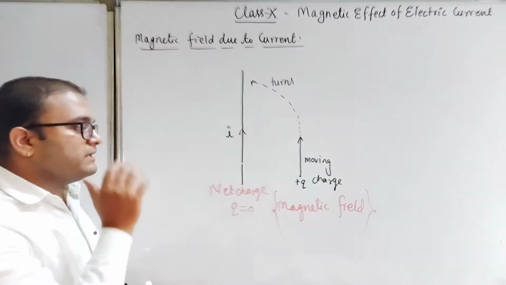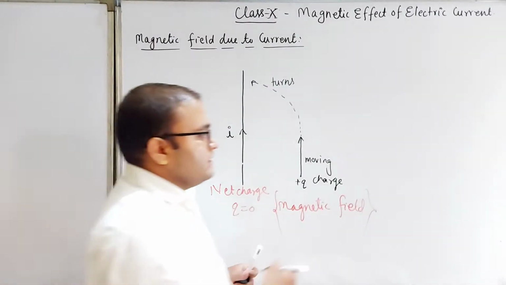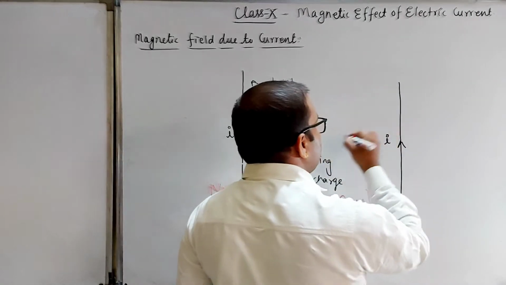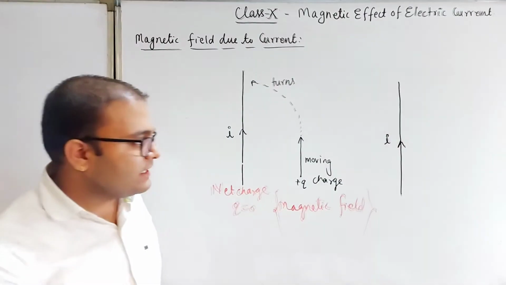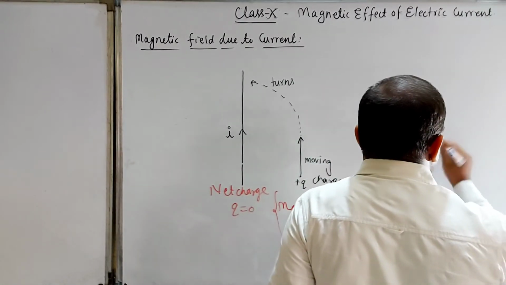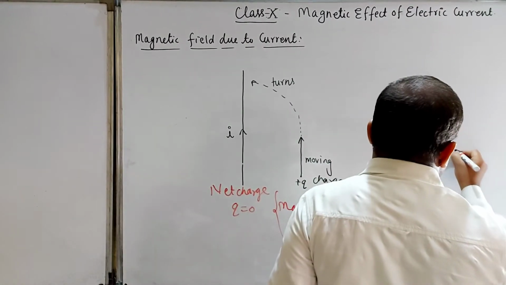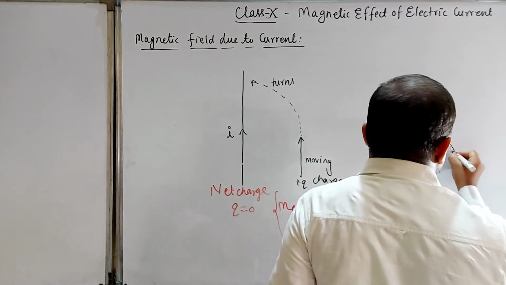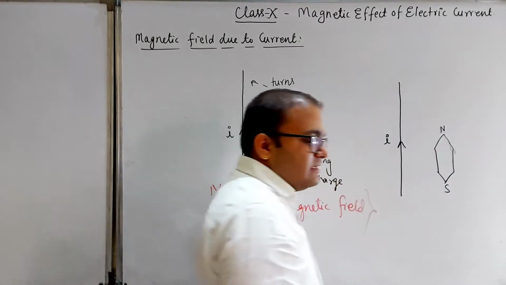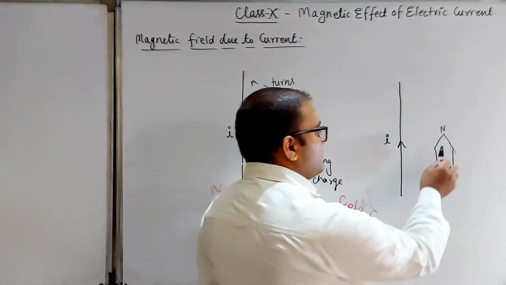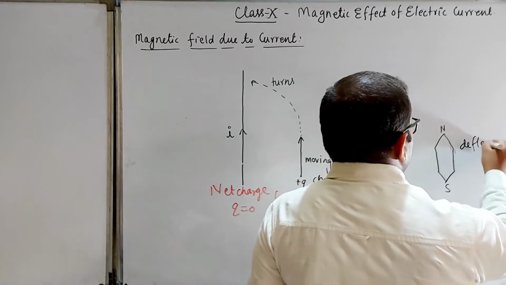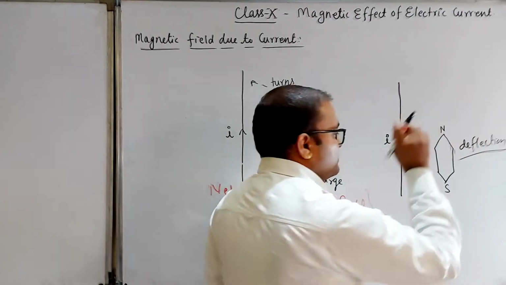Then further, suppose there is a current in a wire, and we place a magnetic needle, say a compass needle, just near this current carrying wire. Suppose this is the north pole of this compass needle. Then what happens? There is a deflection in the compass needle. The compass needle deflects.